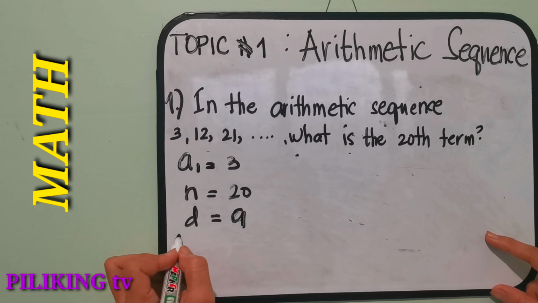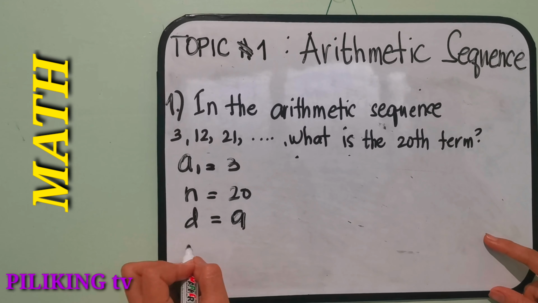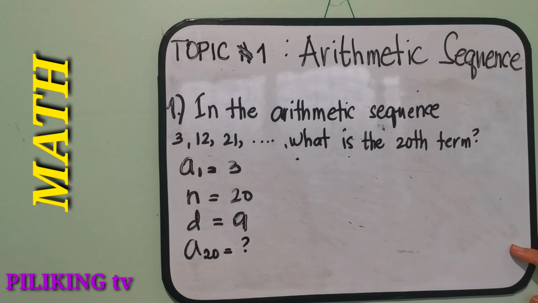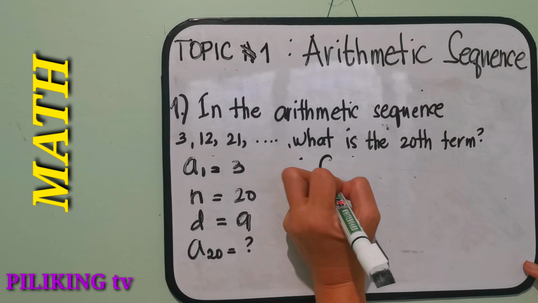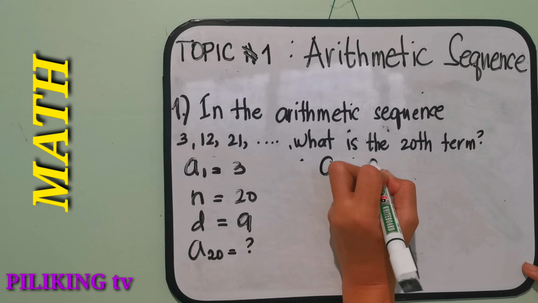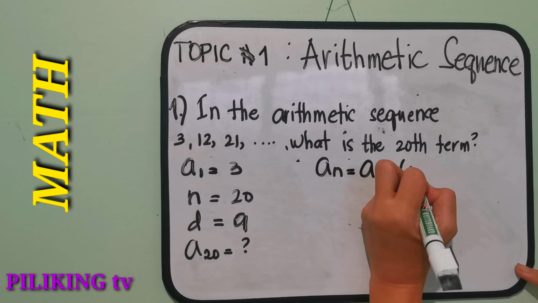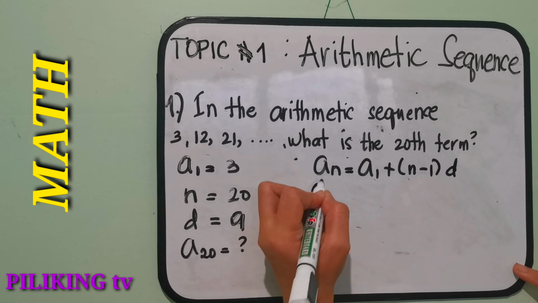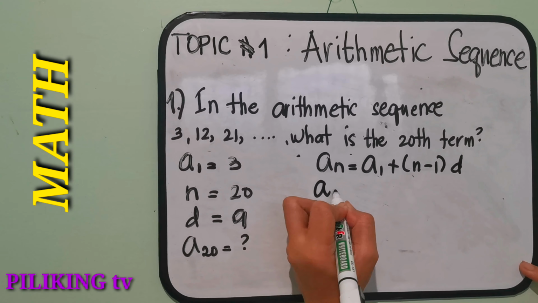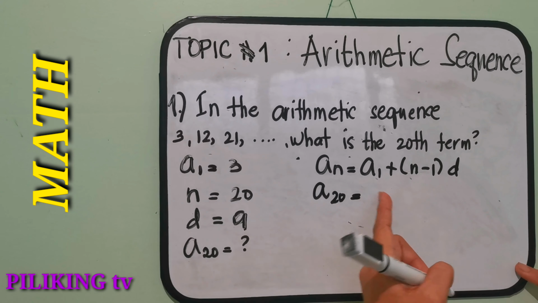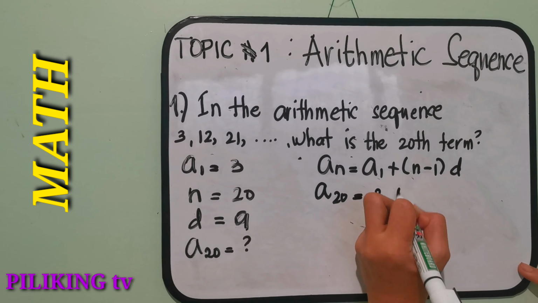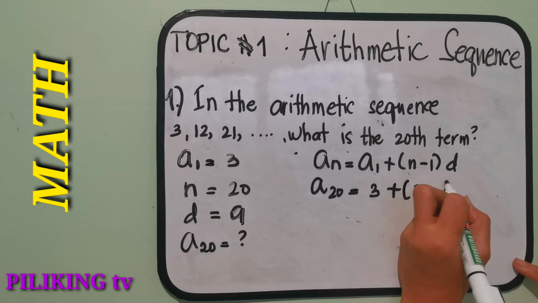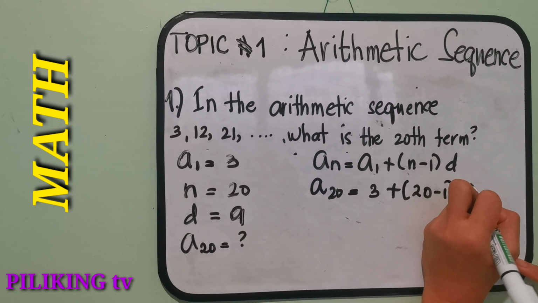Then we are looking for the 20th term. So A sub 20 is missing. Let us use the formula. A sub n is equal to A sub 1 plus the quantity of n minus 1 times d. So we are looking for the 20th term, you just substitute A sub 20. Our first term is 3 plus the number of terms is 20, so 20 minus 1. And the common difference is 9.